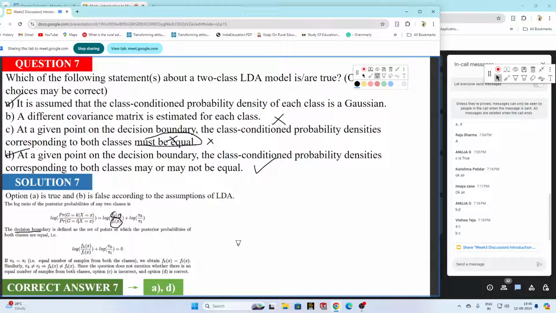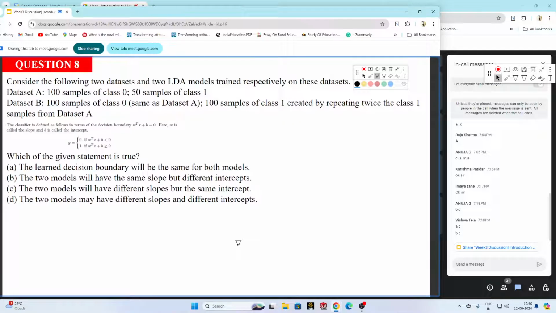Now consider the following two datasets, with two LDA models trained respectively on them. We have two classes, 0 and 1. In dataset A we have 100 samples of class 0 and 50 samples of class 1. In dataset B we have 100 samples of class 0 and 100 samples of class 1. It is created by repeating the class 1 samples from dataset A twice. So what does this mean?